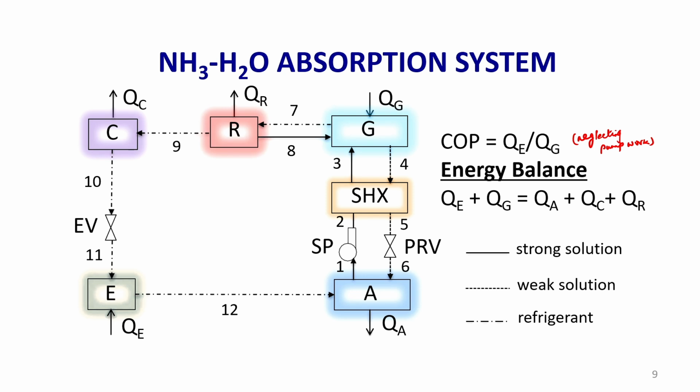So, for this returning weak solution, if the absorber has to absorb it, then the pressure has to be reduced. That is why a pressure reducing valve is used between the solution heat exchanger and the absorber for the returning solution. Now, this strong solution which is heated enters the generator, where it continues to boil.